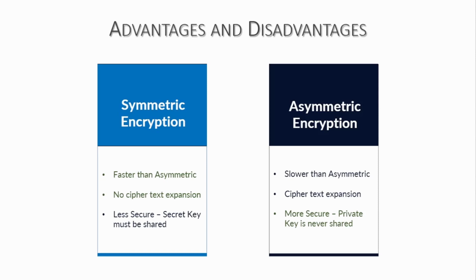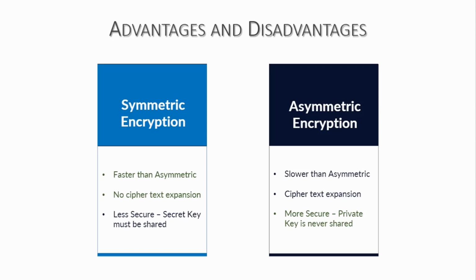With asymmetric encryption, the disadvantage is being slower than symmetric encryption and having ciphertext expansion. So the generated ciphertext is larger than the original plain text data. This makes it not a good option when transmitting bulk or big chunks of data.